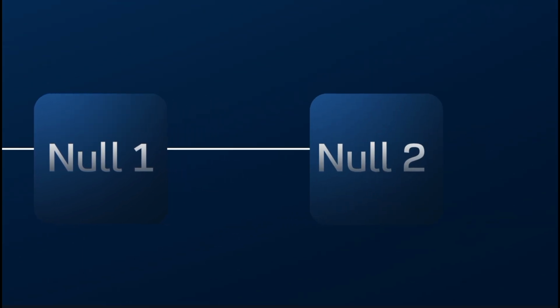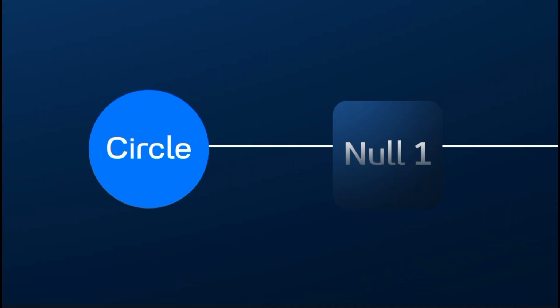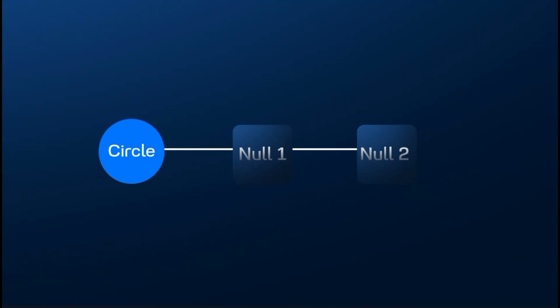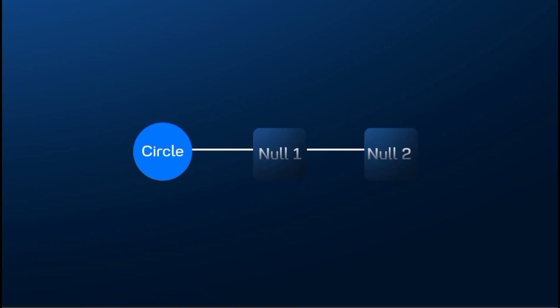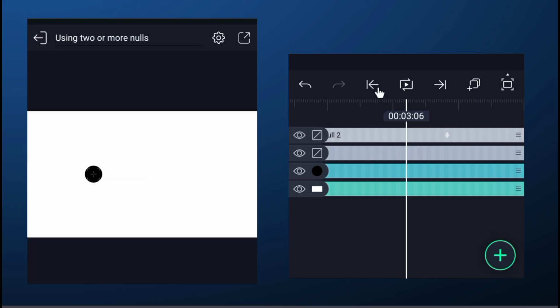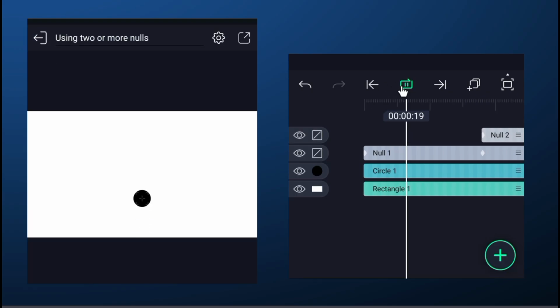Now, null 1 is under the control of null 2, which means that null 2 now takes control over both the circle and null 1. Whatever null 2 does, both null 1 and the circle follow. I guess you understand what I'm saying, right? I don't need to explain any further. Okay, let's continue with our tutorial because we aren't done yet.